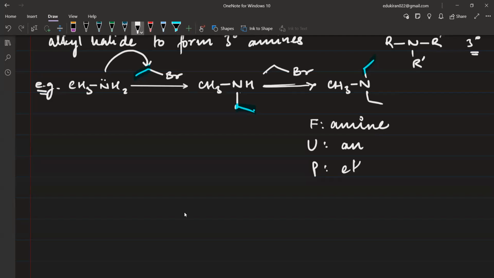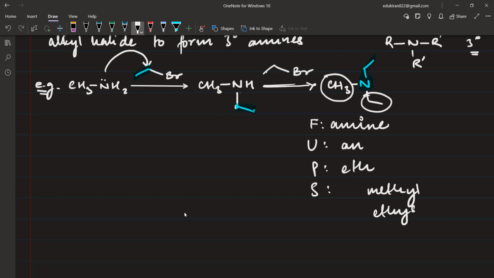So the parent will be eth. Now substituent. After the identification of the functional group, that is nitrogen and amine, and the unsaturation and parent, whatever remains is a substituent. So we have 2 substituents here. This is methyl, CH3, and this is ethyl, that is C2H5. Now we have methyl and ethyl. These are the substituents.